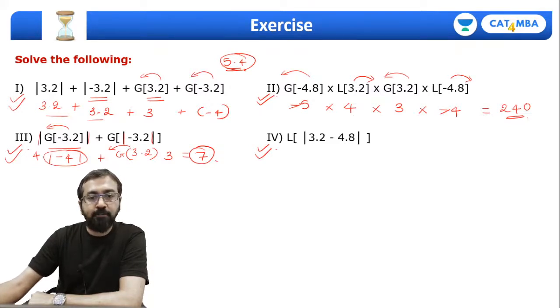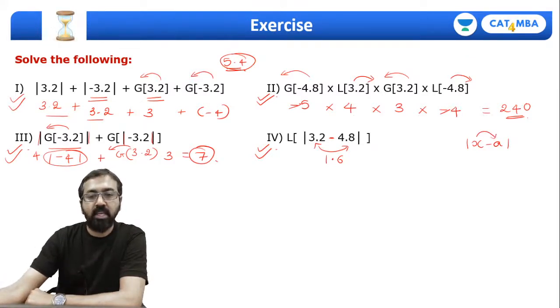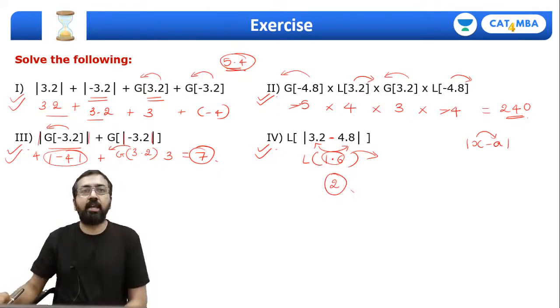So, modulus of 3.2 minus 4.8. What is the distance between these two numbers? It's 1.6. Please understand this: you will not look at this minus sign. There will always be a minus sign. As I mentioned earlier, mod of x minus a means distance of x from a. So the distance of 3.2 from 4.8 is 1.6 units, right? It will always be positive, and then modulus of that will again be positive, and we need to find the least integer value of 1.6. So we will look at the rightmost integer for 1.6, so it is going to be 2. So this answer has to be 2.